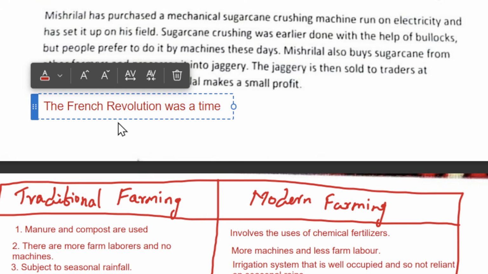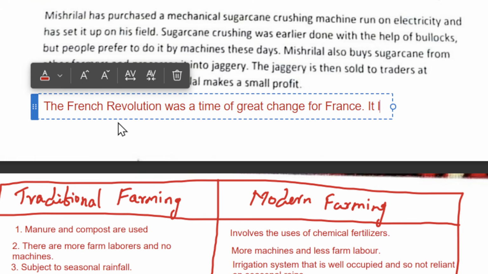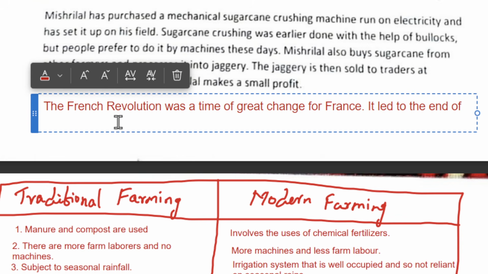was a time of great change for France. It led to the end of monarchy and the establishment of democracy. Same question came in 2-mark question also, right?